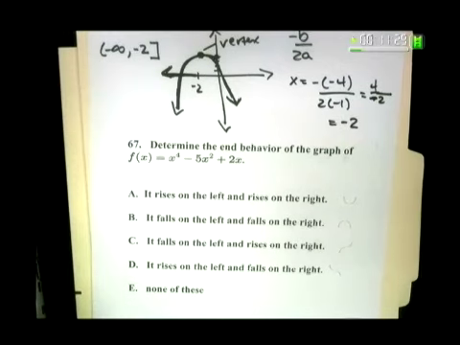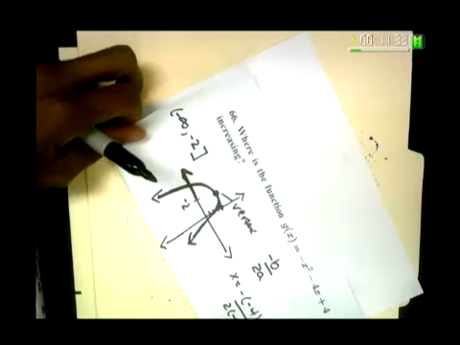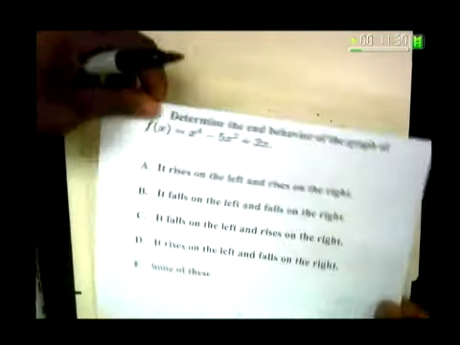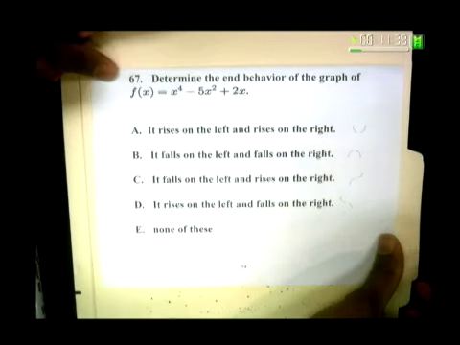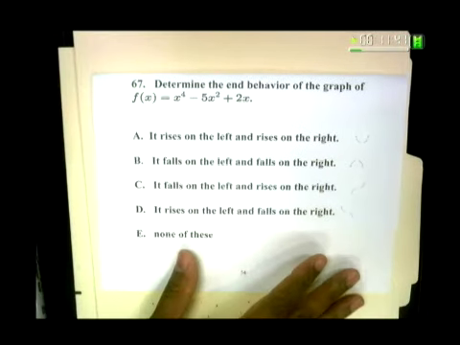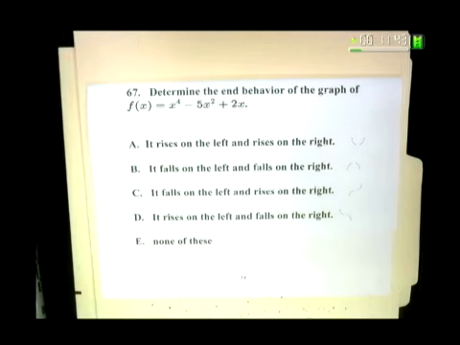Okay? All right. Now, in 67, you would not be given the graph. But that's okay. So in this case you wouldn't be given a graph. You might not even be given a function. You might just be given that you have a degree 4 polynomial, that's leading coefficient is positive, and just given that information, you should be able to answer what the end behavior is.